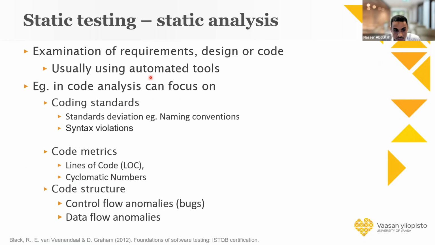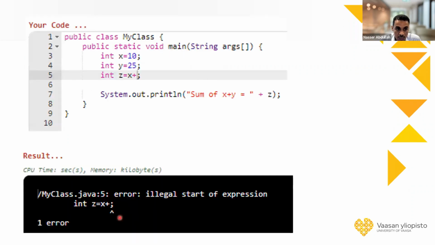As mentioned, we now have three parts. Any deviation from the standard can be detected by the compilers. For code metrics, we will see two types, the second one only, because the first one is easy, just the number of lines. The second one is the cyclomatic number to calculate the complexity. We also have the code structure, which is the control flow and data flow. Here is the compiler, and you see how it can detect problems in the code. I think you are familiar with that.